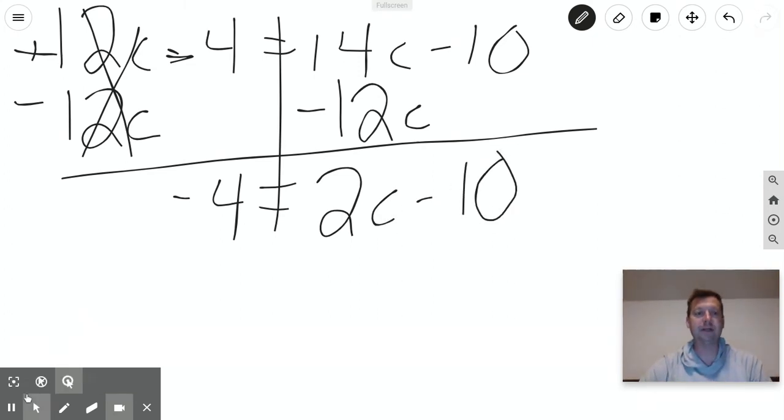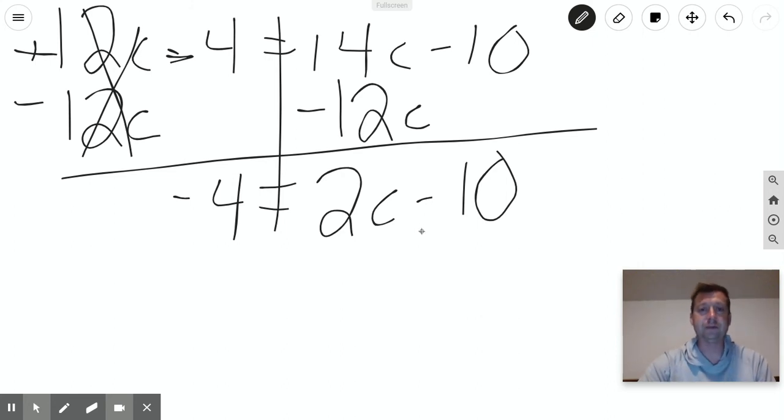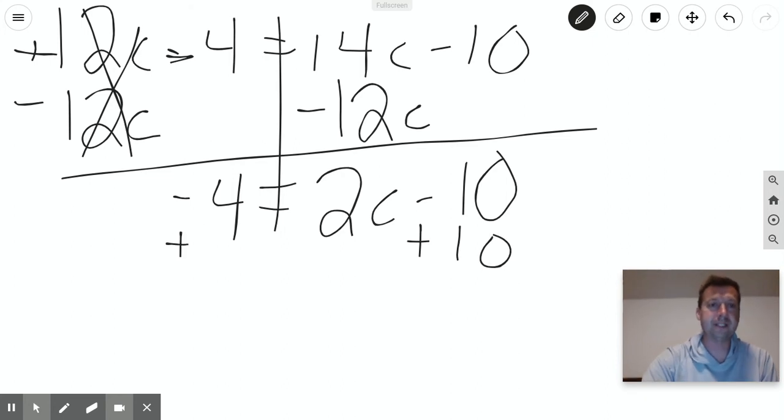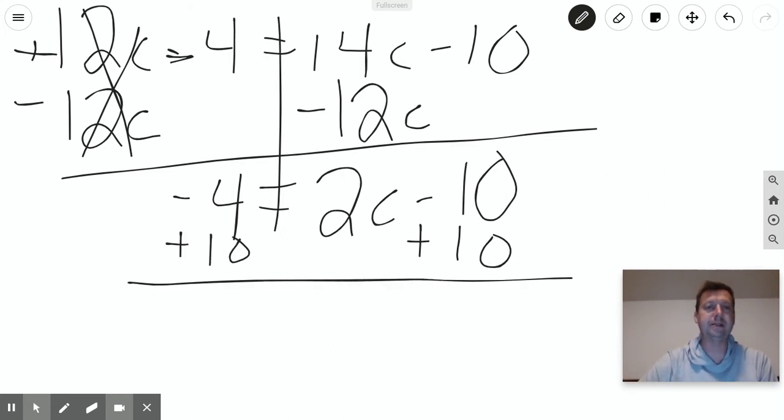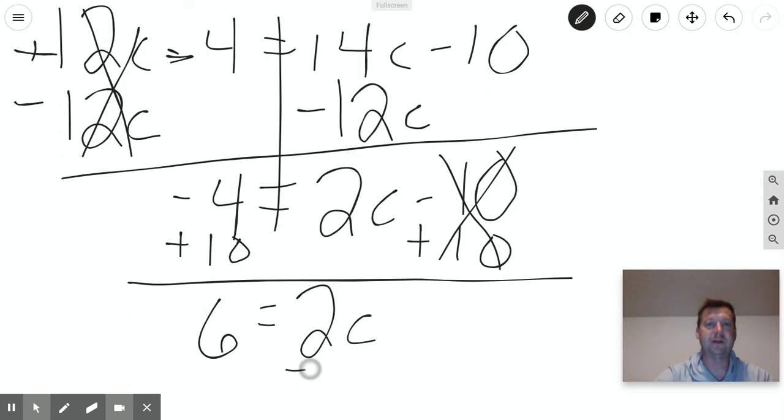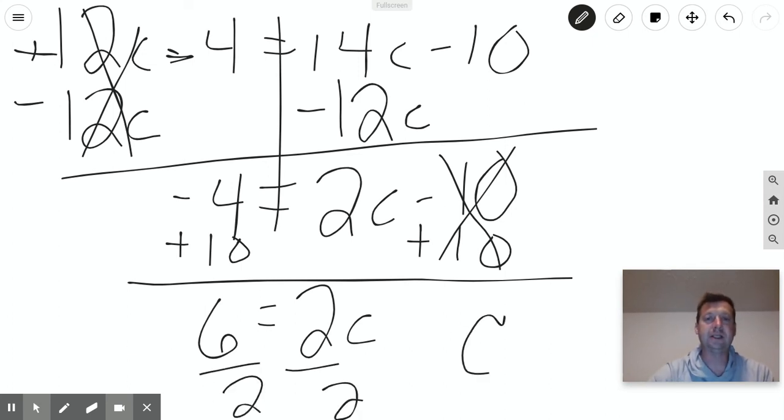I now have a two-step equation. So I need to work PEMDAS backwards, and I need to look for subtraction. I find subtraction right here. I want to do the opposite of subtraction, which is addition, plus 10, plus 10. And when I do that right there, I have 4 negatives. I have 10 positives. I'm left with 6 positives equals 2 times c. This is canceled. To get rid of that 2, I'm going to divide by 2. And I'm left with c equals 3.